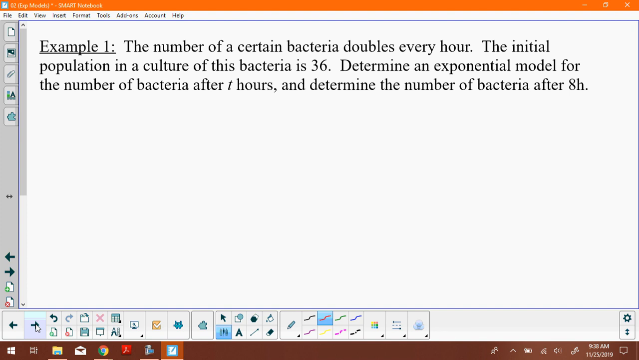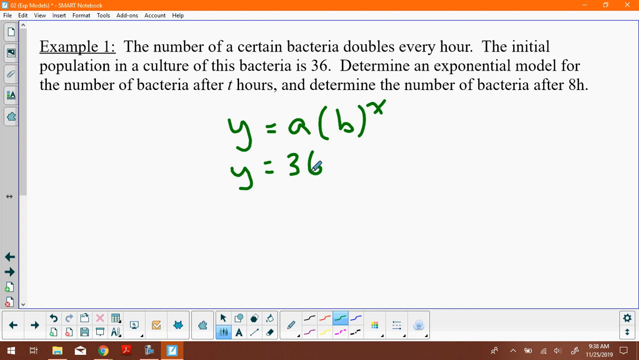Again, I'm going to write down our general form. You wouldn't have to write that down on a test, but our general form is y equals a b to the power of x, where a is our initial value and b is our growth or decay factor. So our initial value is 36, and it says it's doubling every hour. I want this in terms of t, so I'll do a little variable change here. I'm talking about a population, so let's call that p for population, and t is the time in hours. So there's our model.